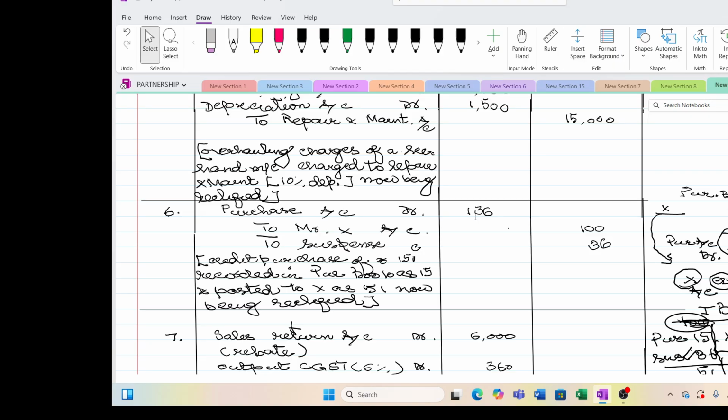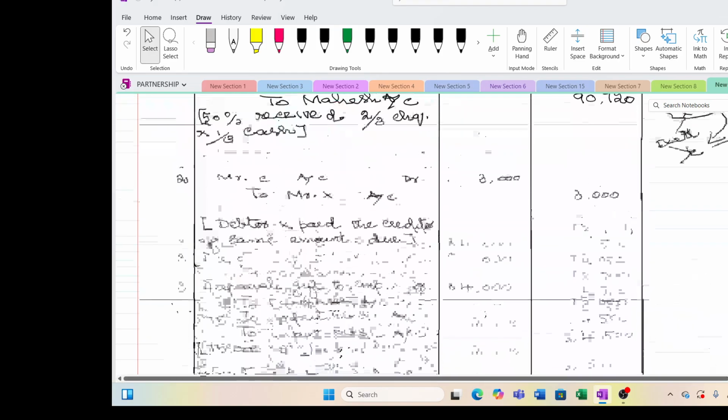And on the credit side, X account was already 51 appearing. 100 was the shortage. So we have credited X account with 100. Hope it's clear now. Now moving on to the next one.